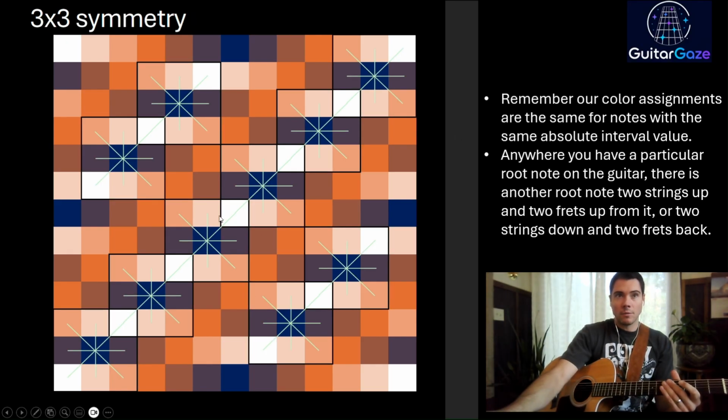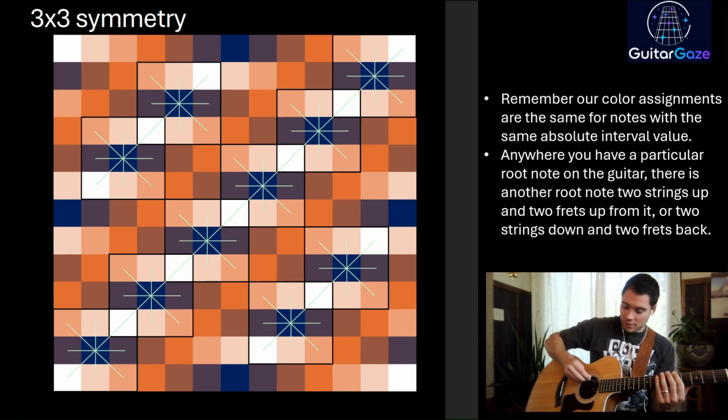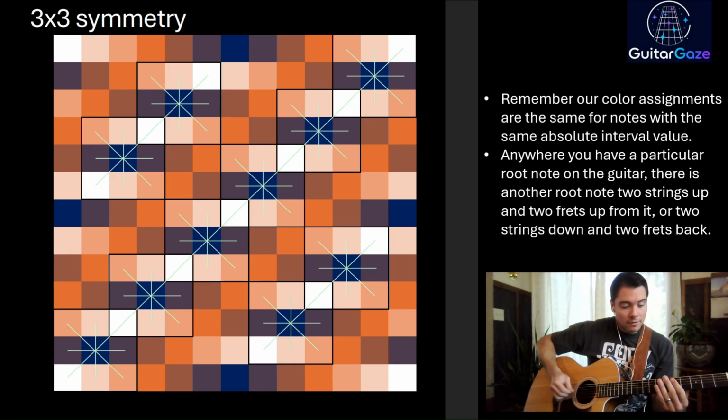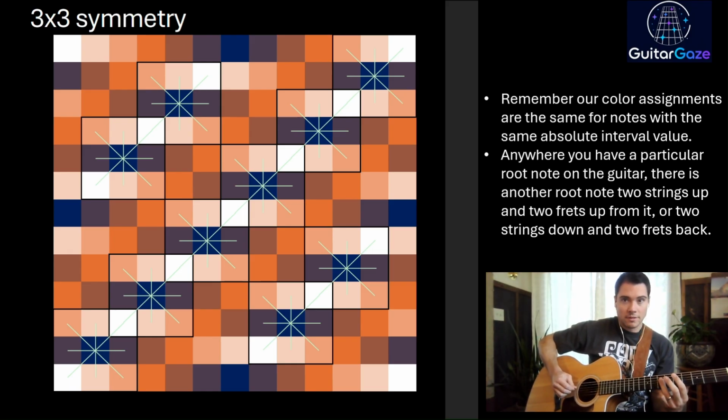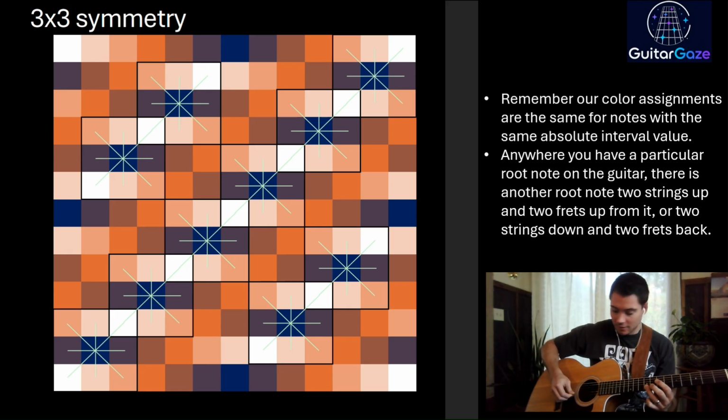So let's start with the first rectangle or first square that I mentioned, the 3x3 structure. Anywhere on the guitar you have a root note, as I mentioned earlier, if we're going from A, if you go up 2 strings and up 2 frets, that is also the same note. That is A, just of the next octave, and so on.